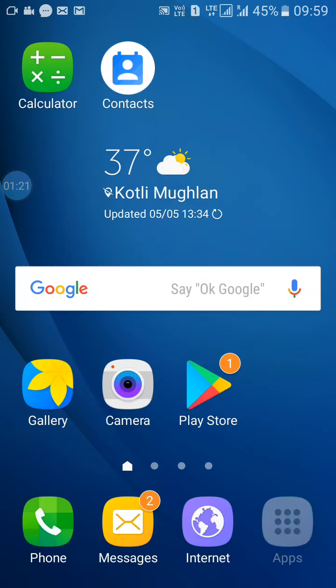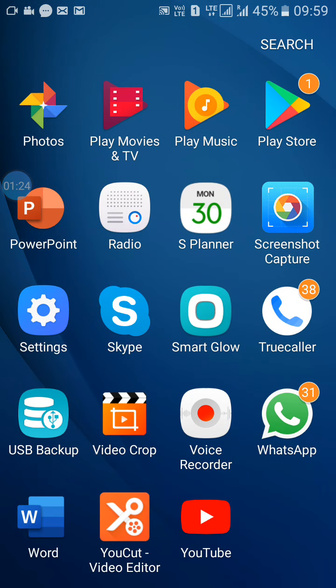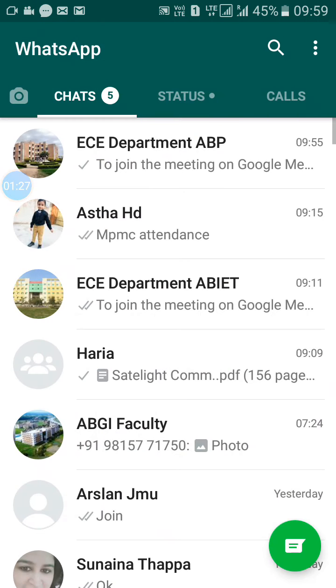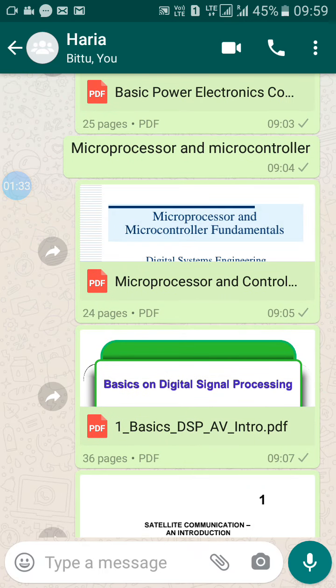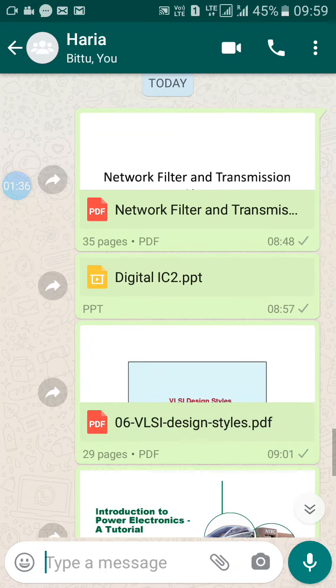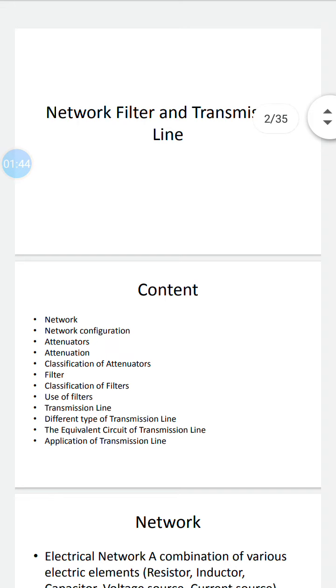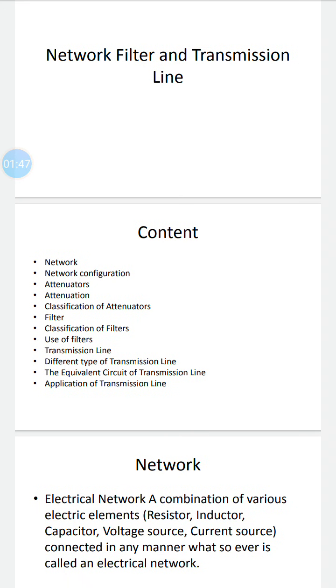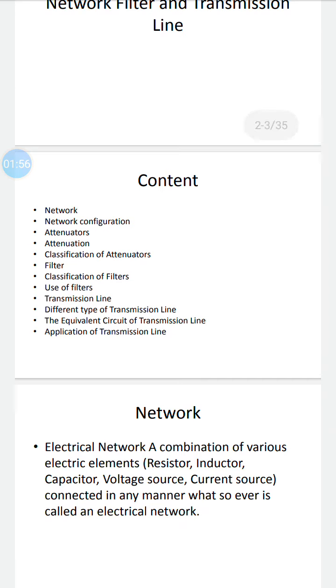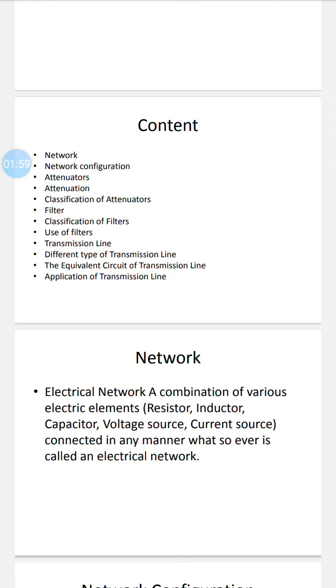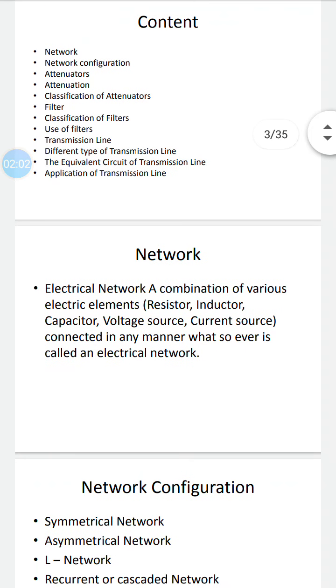In network design, we have many things to study, one by one. In this network filter and transmission line subject, first of all we will discuss networks, then network configuration, attenuators, attenuation, classification of attenuators, filters, use of filters, and transmission line. Now, first of all, we will discuss what a network is.